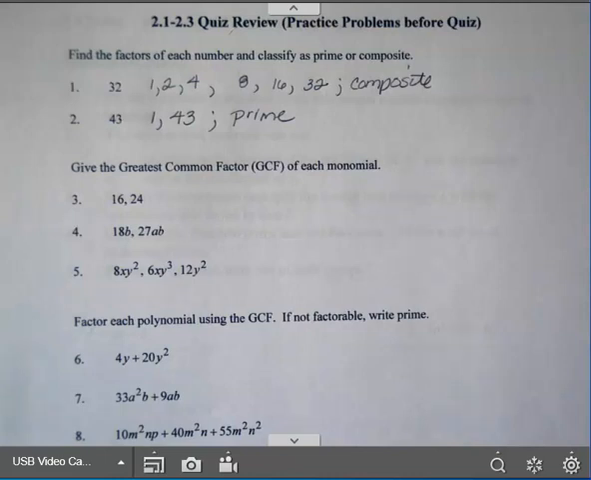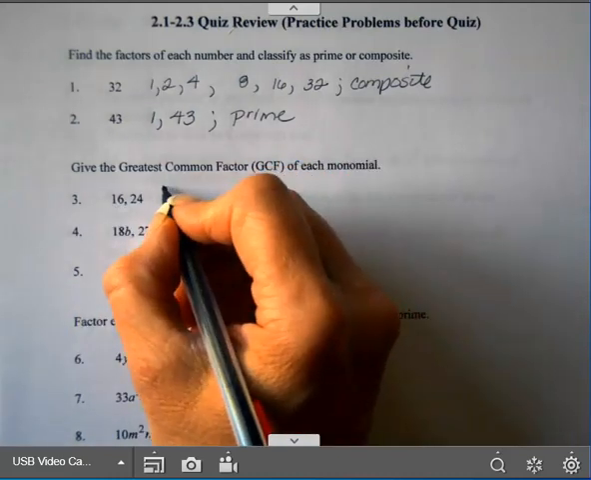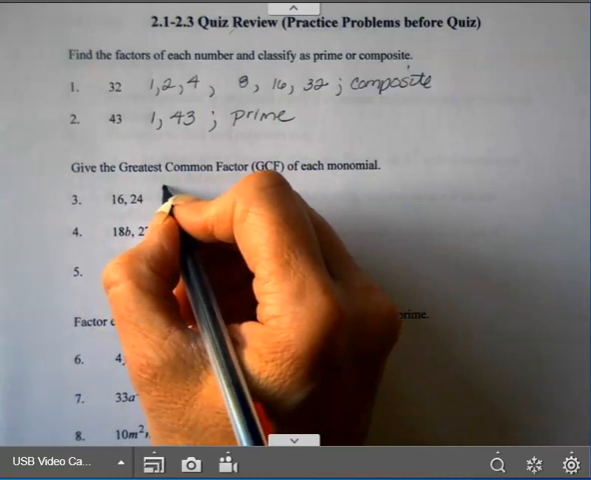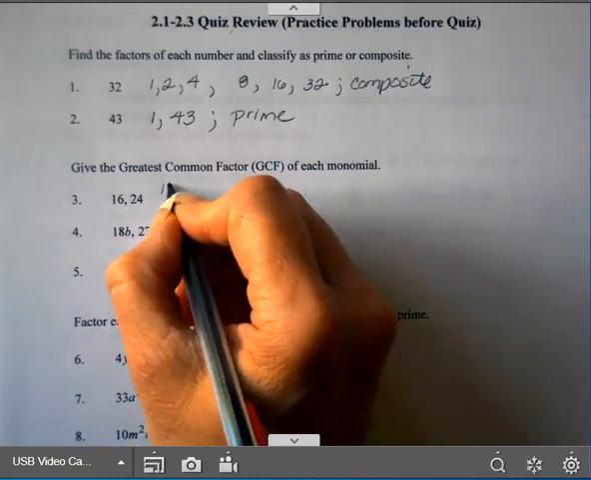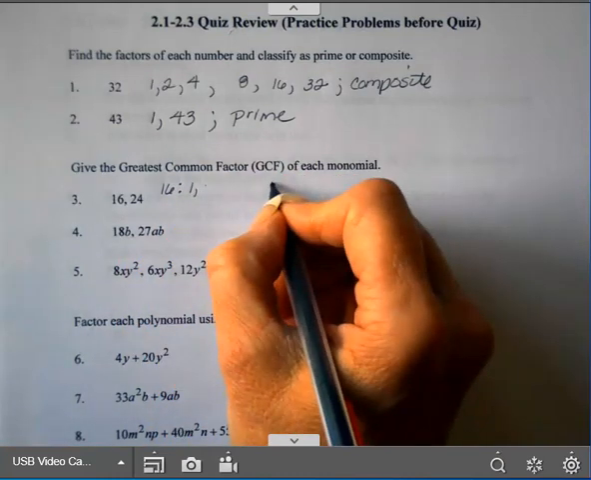For 3 to 5, we're going to find the greatest common factor. So the largest number that goes into 16, you can write the factors of 16 and 24 both down. Or if you just want to write factors of 16, you can see which one of those goes into 24.